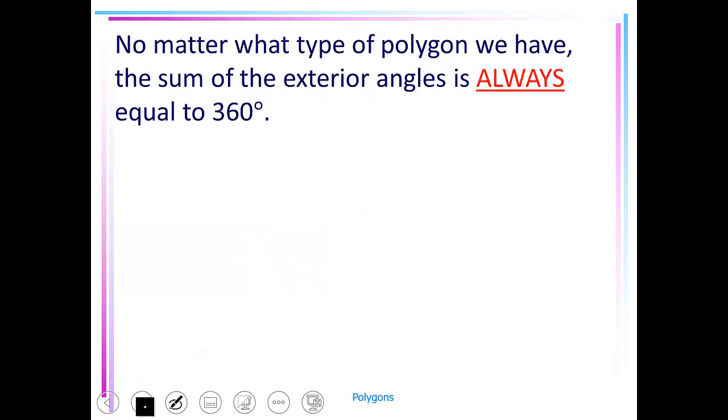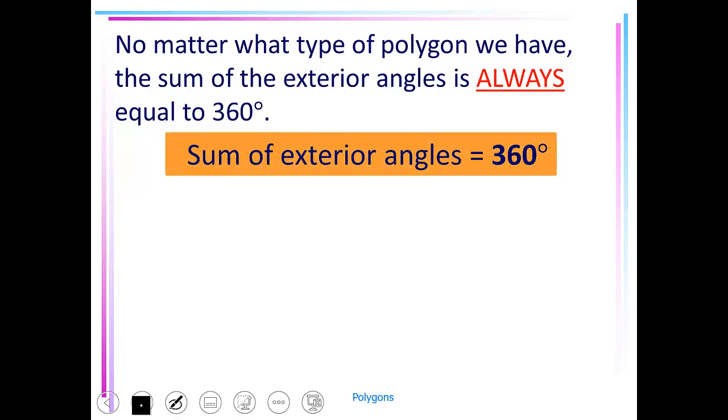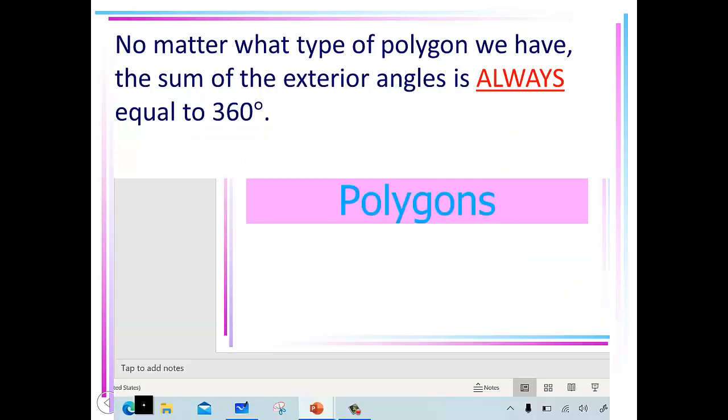No matter what the type of polygon is, the sum of the exterior angles is always equal to 360. So it will not differ whatever the type of polygon or however many sides the polygon has. The sum of exterior angles is always going to be 360 degrees.